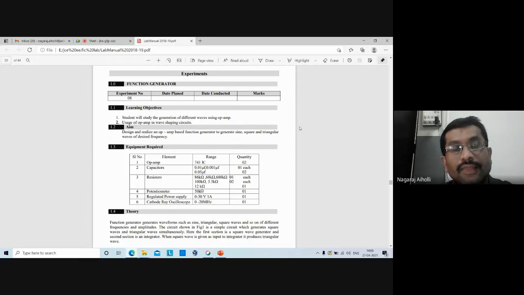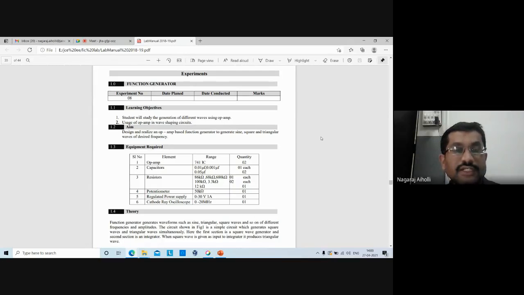Yes or no? Have you seen the function generators in the laboratory or not? Signal generator. Have you used the signal generators, function generators in your electronics laboratory? Anybody can answer? Signal generators? Yes, very good.